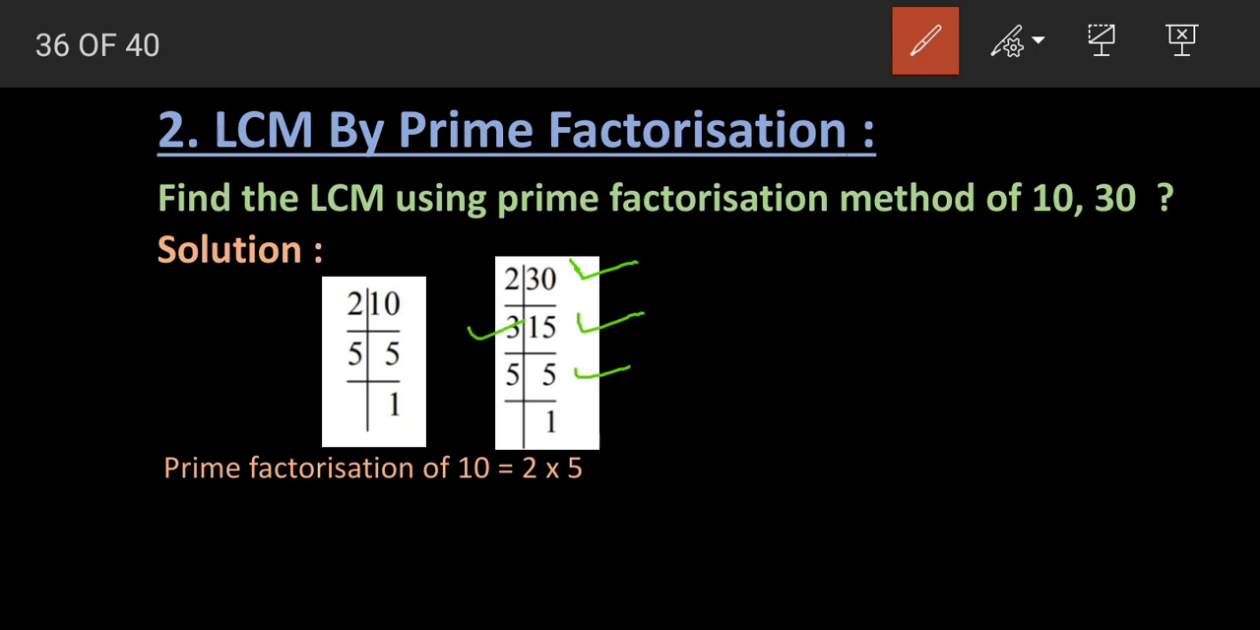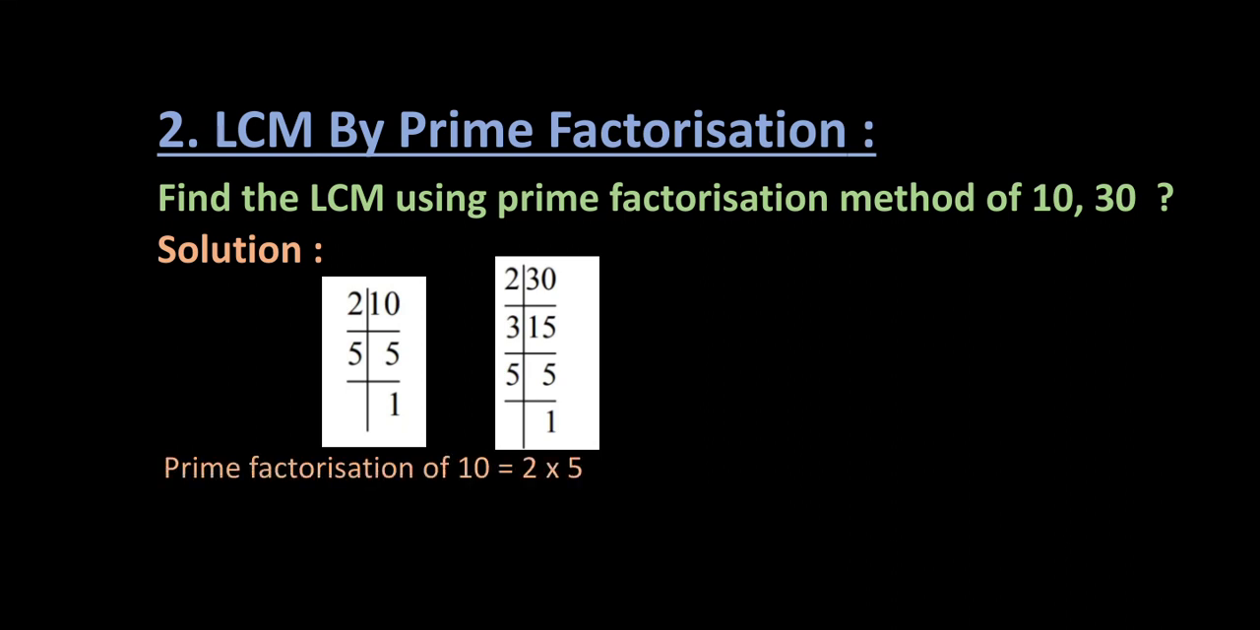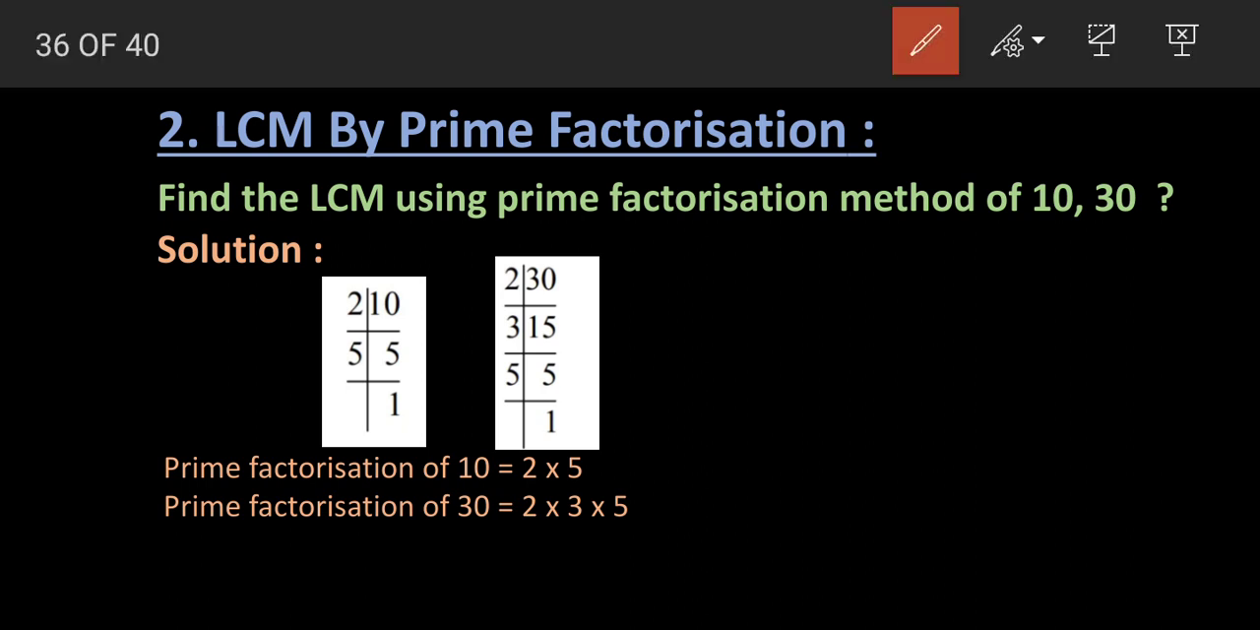Next, 5 is a prime number, so we divide 5 by 5. So we are getting 1 as the remainder. So the prime factorization of 30 is 2 multiplied by 3 multiplied by 5. So the prime factorization of 10 is 2 multiplied by 5, and the prime factorization of 30 is 2 multiplied by 3 multiplied by 5.